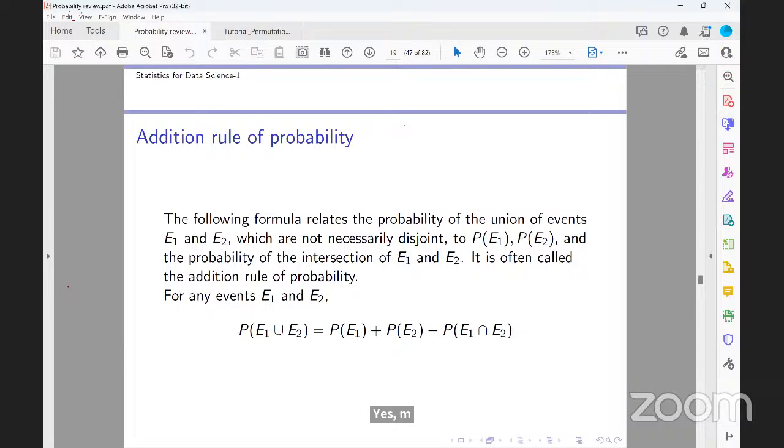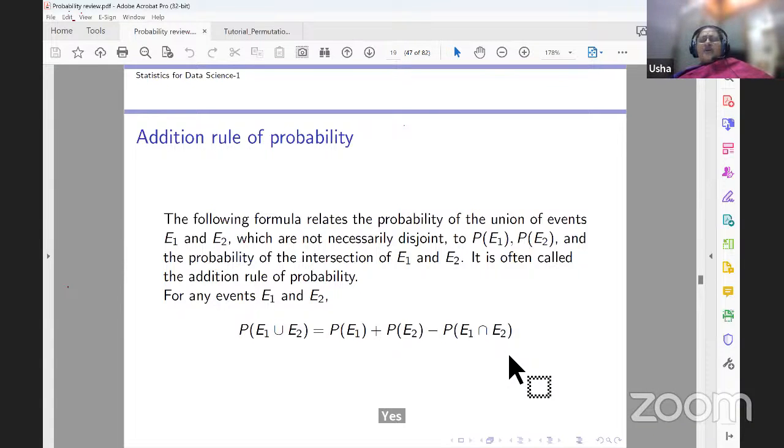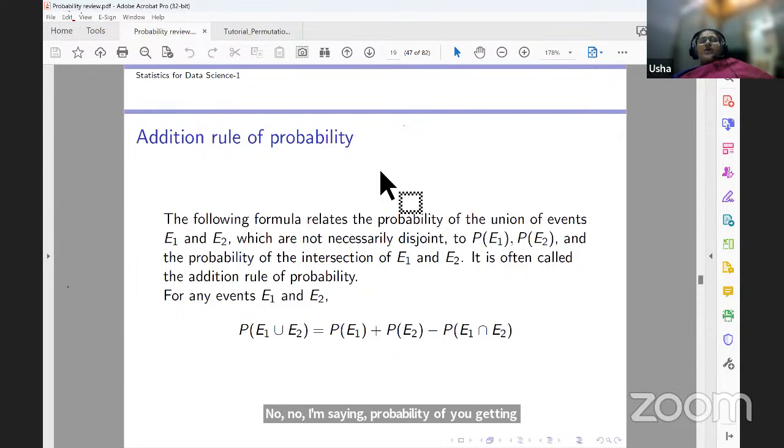Is it clear? We cannot have head or even. No, I am saying the event is the probability of you getting an outcome as a head. So what are the possible outcomes where you have a head? It is H1, H2, H3, H4, H5, H6, right?